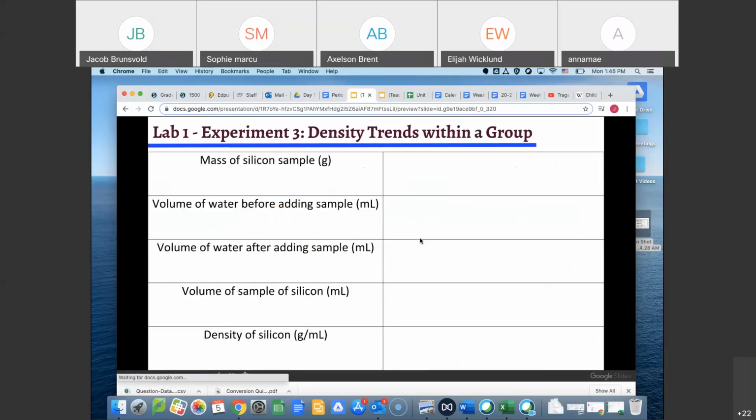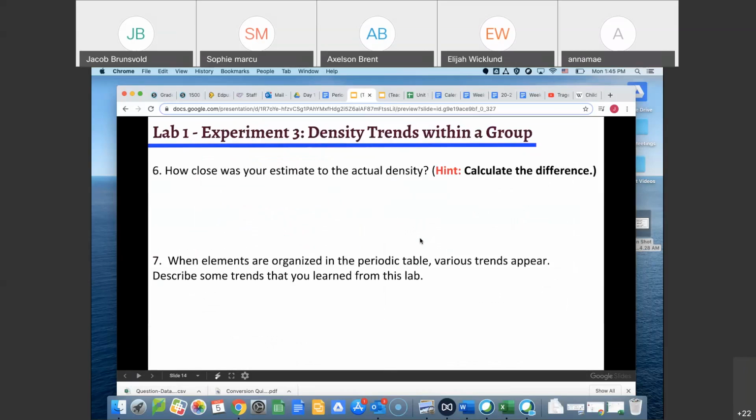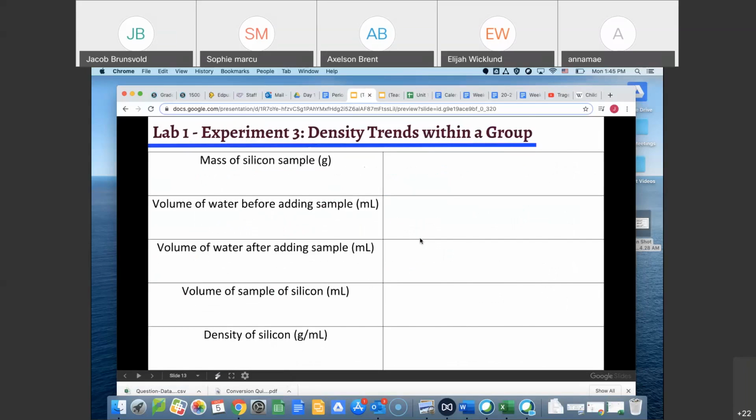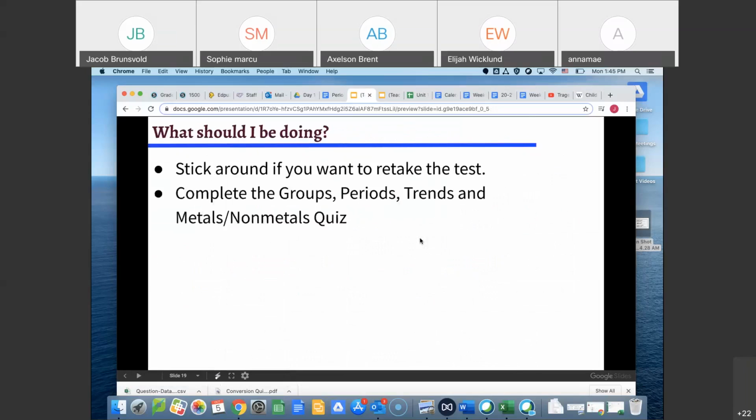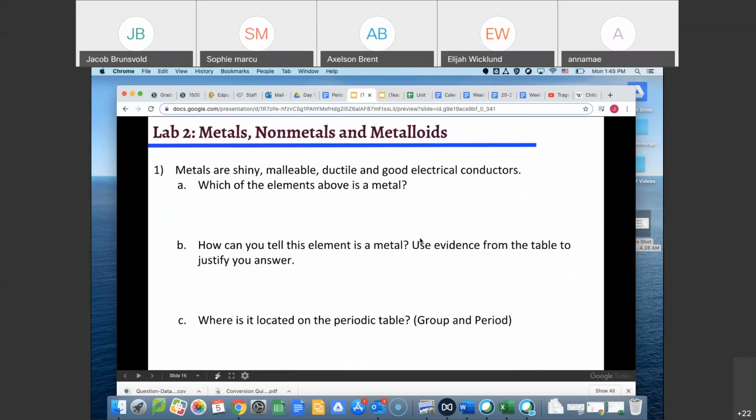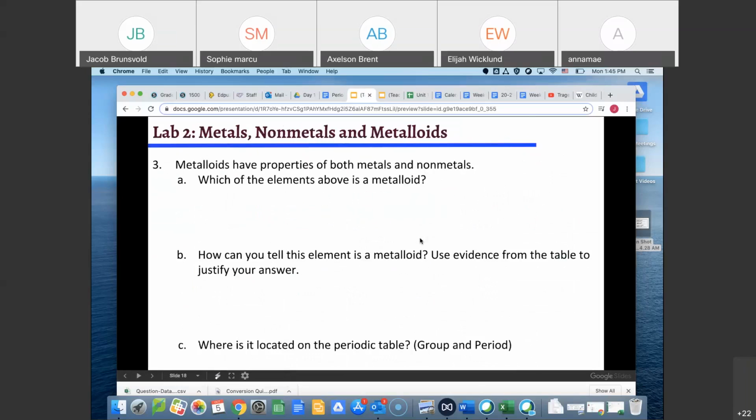Okay, good. That's all I think I really have for you today. Hopefully you can identify what the non-metal and metalloid are, and if you're struggling with that, hang around after and I'll help you.